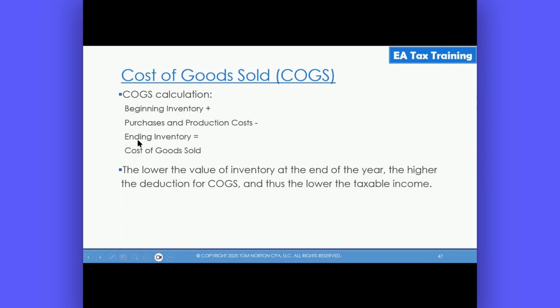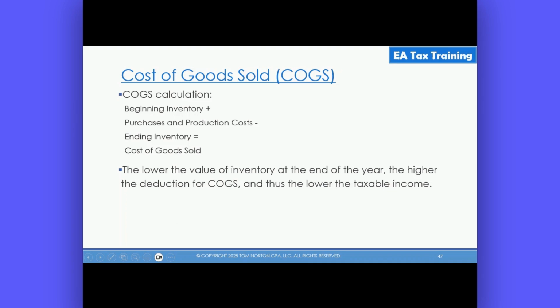Because of this equation and the way it works, the lower the value of your inventory at the end of the year, the higher the deduction for cost of goods sold, and thus the lower the taxable income. So we're subtracting ending inventory. If this number is smaller, it is going to result in a larger cost of goods sold, which results in a smaller taxable income.